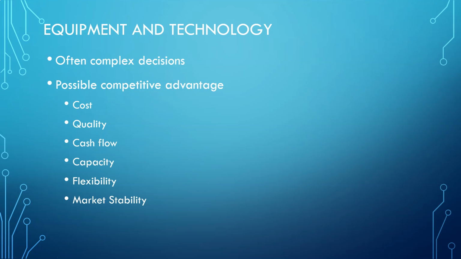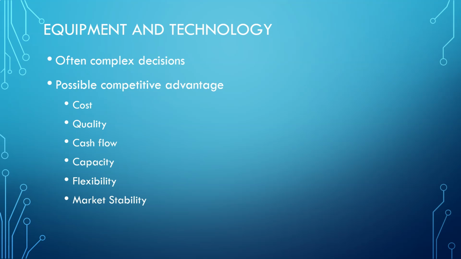The decision to select the proper equipment and technology is a hard and complex decision. It will be based on several factors such as cost, quality, cash flow, capacity, flexibility, and market stability. Even if you want to buy one piece of equipment, you need to see if it fits exactly in the spot that you need in the factory, on the production line. You need to see if you have enough space to add any equipment, any type of equipment.